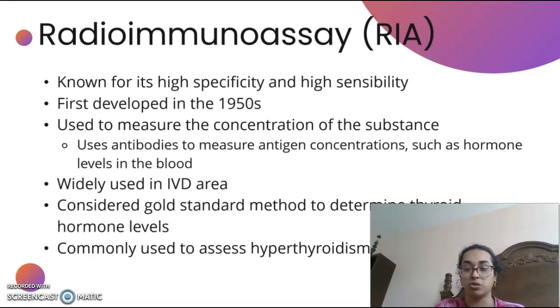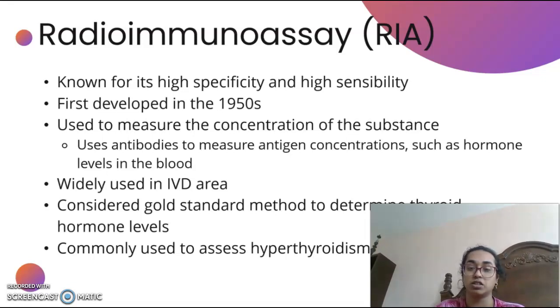RIA is a sensitive and quantitative method that was first developed during the 1950s. This method is used to determine the concentration of the substance, and it usually uses antibodies to measure antigen concentrations, such as the hormone levels within your blood. Although the cost of this technique is very low, this method is also very specific and is known to be very sensitive. And currently it is widely used within the IBD area.